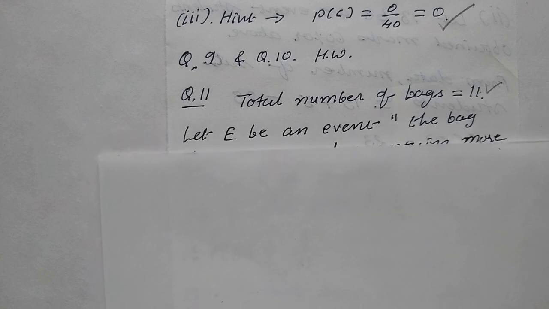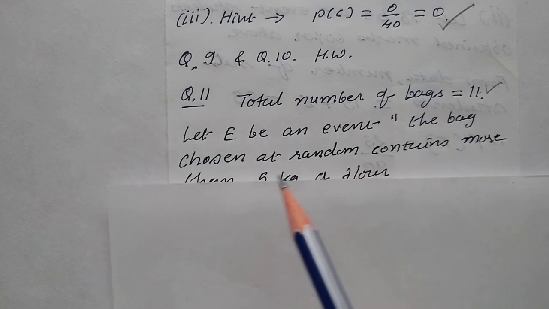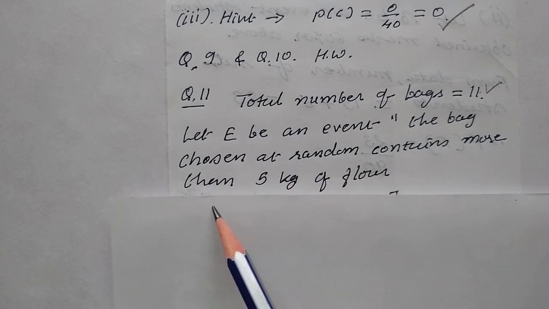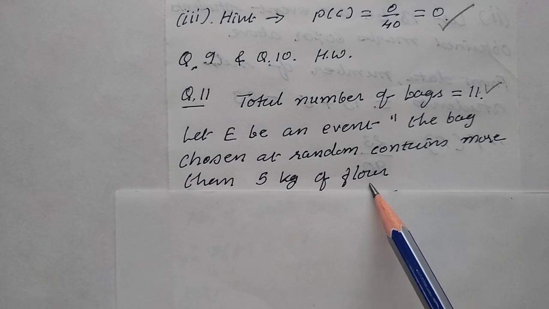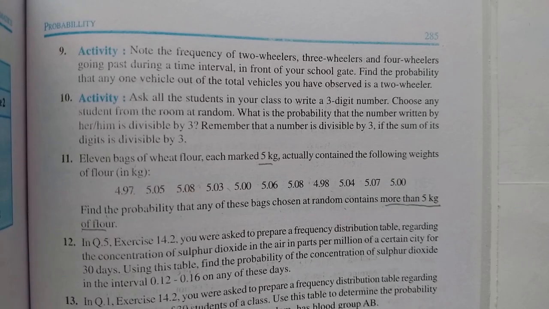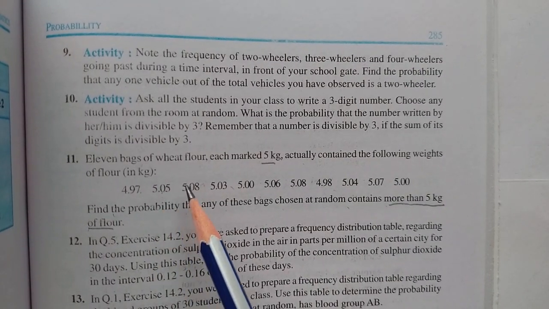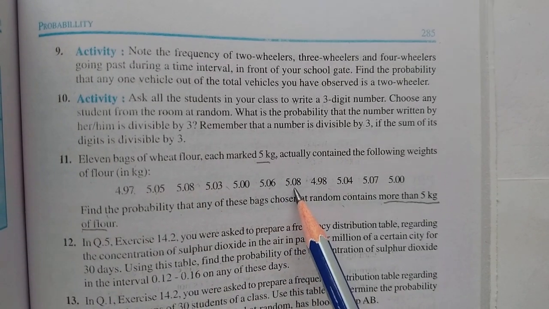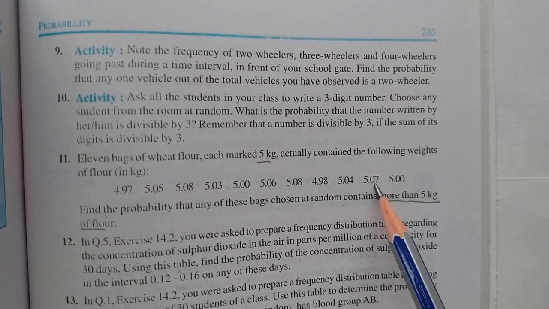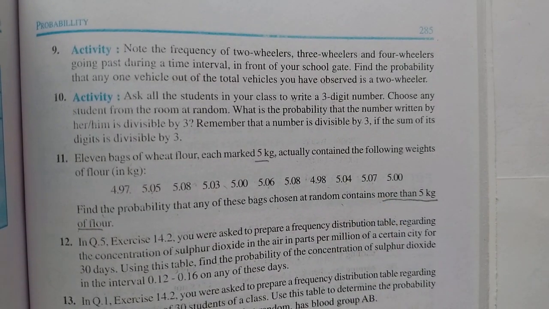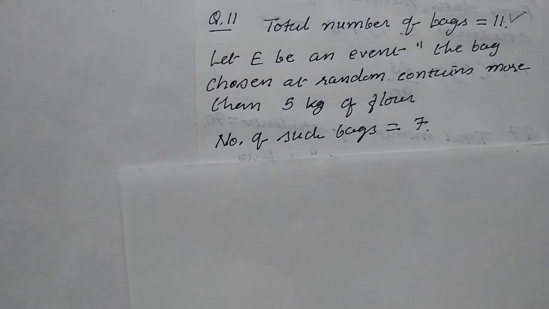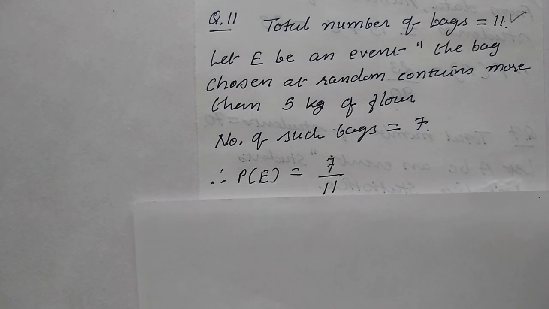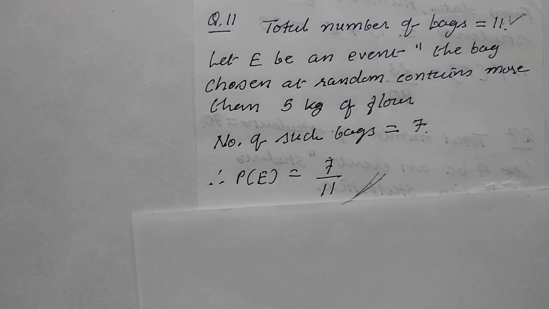Okay, children. Let E be an event: the bag chosen at random contains more than 5 kg of flour. Now, children, count it. How many bags are there? Okay, start counting. 1, 2, 3, 4, 5, 6, 7. So there are 7 such bags. So the number of such bags is 7. Formula: P of E equals 7 by 11, children. So this is your answer.